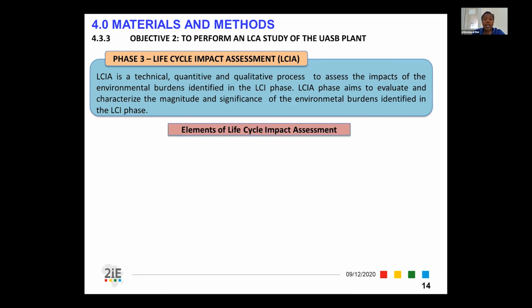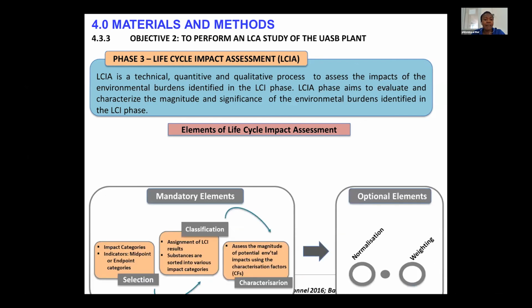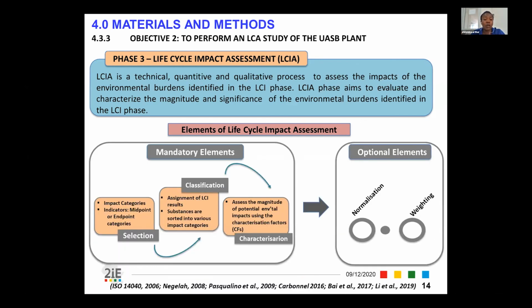So with that one, according to ISO 14040, there are 5 elements. 3 are mandatory and the other 2 are optional. The mandatory elements, we have the selection of the impact categories. The impact categories, these are the environmental issues of concern, such as global warming, such as acidification, such as eutrophication. All these are environmental issues of concern. So we have to select our impact categories which relate to the wastewater treatment plant. Then the second element is the classification.